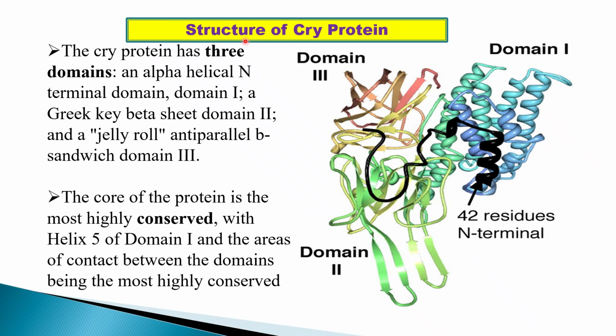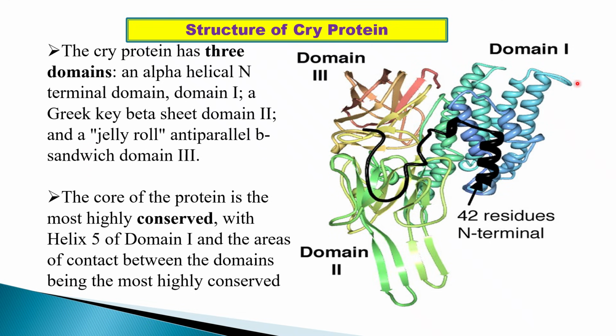Now, what is the basic structure of the Cry protein? Here you can see that the Cry proteins have three domains: an alpha helical N-terminal domain first, a Greek key beta sheet domain second, and a jelly roll antiparallel beta sandwich domain third.